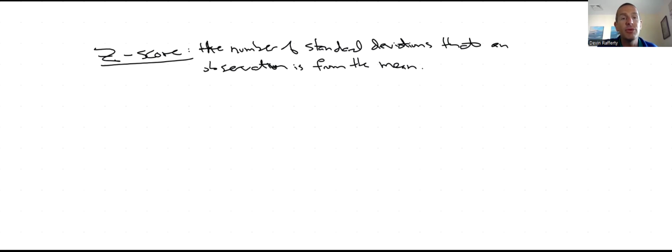That's what it is. Every time you get a z-score, let's say your z-score is 2.47, 2.47 is the number of standard deviations that observation is from the mean. So a z-score of 2.47 means that you are 2.47 standard deviations above what's normal. Okay?